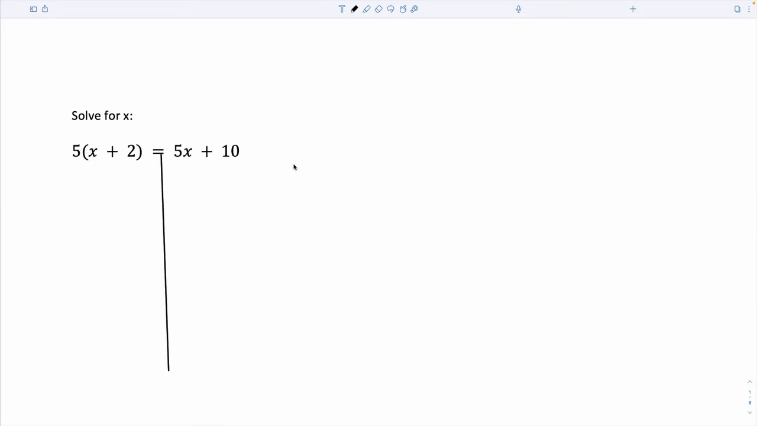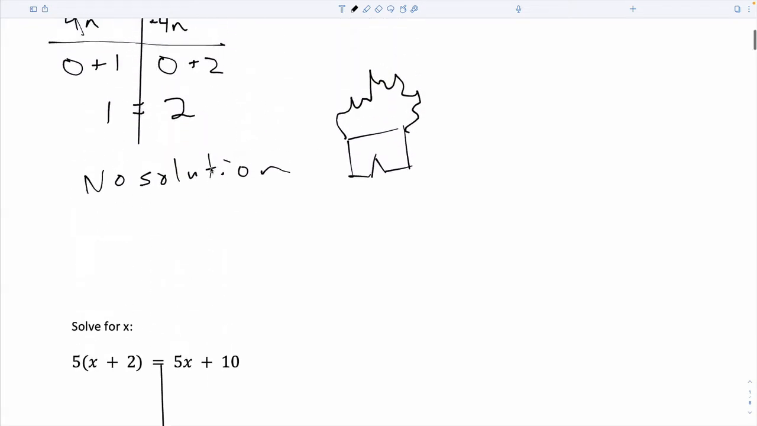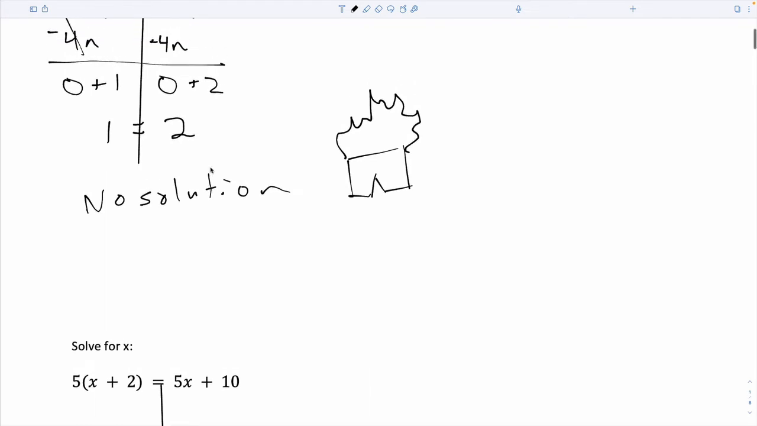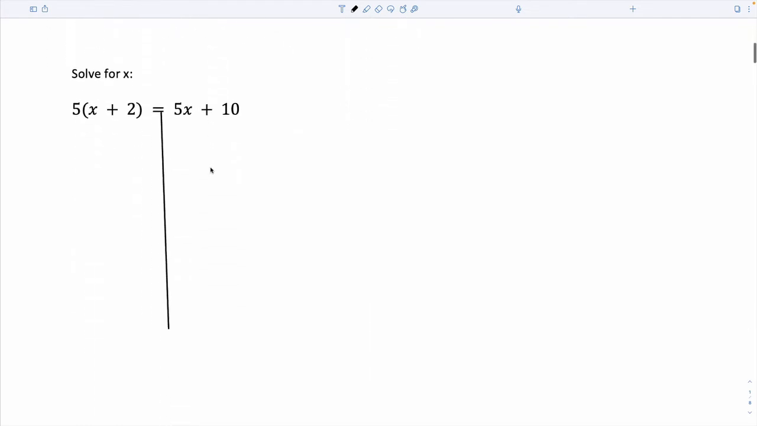Okay, solve this one for x. So we know this one's no solution. It's lying. There's no n. 1 doesn't equal 2. Try this one. Go. DCBI, distribute first. Give me your first step on what you're doing. I'll let you get a few steps in before I come. Charlotte, what's your first step for this problem?